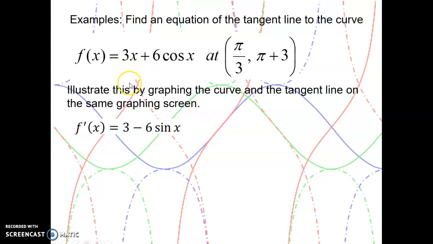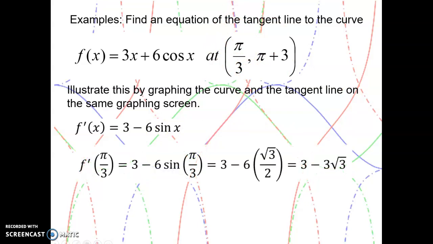The derivative of the function is equal to 3. Derivative of 6, we bring down the 6. Derivative of cosine is negative sine. Then here's our point of tangency, x equals pi on 3. So we would put pi on 3 in for x, and then evaluate using our trig rules. Sine of pi on 3 is radical 3 over 2. Simplifying this, we get 3 minus 3 radical 3.